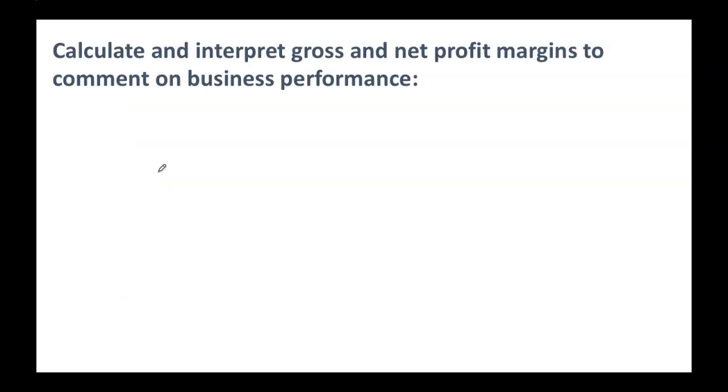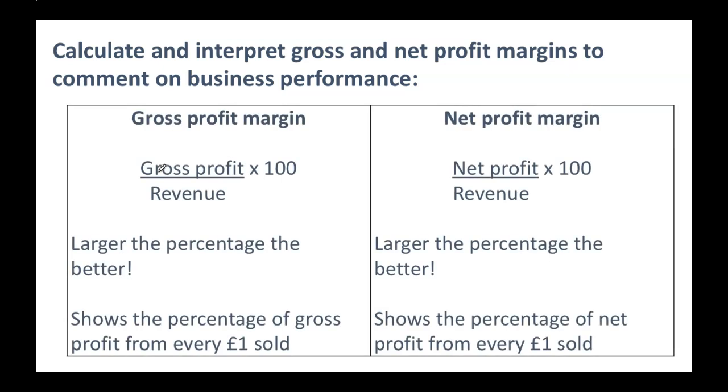So more calculations that you need to know as well. Gross profit margin and net profit margin, very, very similar equations. Gross profit margin is gross profit divided by revenue times by 100. Net profit margin is net profit divided by revenue times by 100. You want the percentages to be as large as possible.